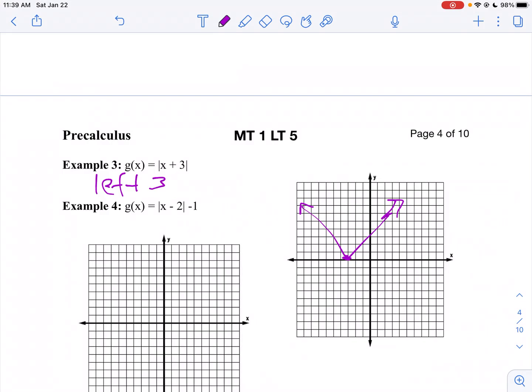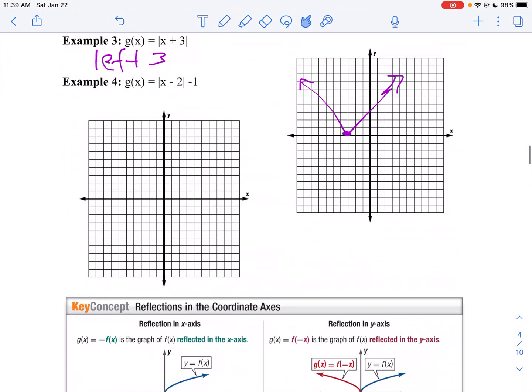Now in the last question, notice we're doing 2 transformations. Minus 2 means I'm going to move it to the right 2. And the minus 1 means I'm going to move it down 1. So I'm going to take my graph and move it to the right 2 and down 1, and then I'll make my graph. So x minus 2 minus 1.